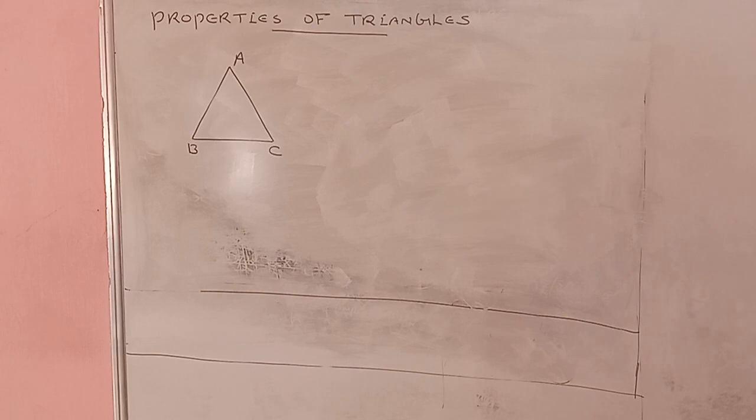There is a figure on the whiteboard. The figure is called a triangle. You know that. This is a triangle with vertices A, B and C, and we name it triangle ABC. In a triangle there are 3 vertices, 3 angles and 3 sides.